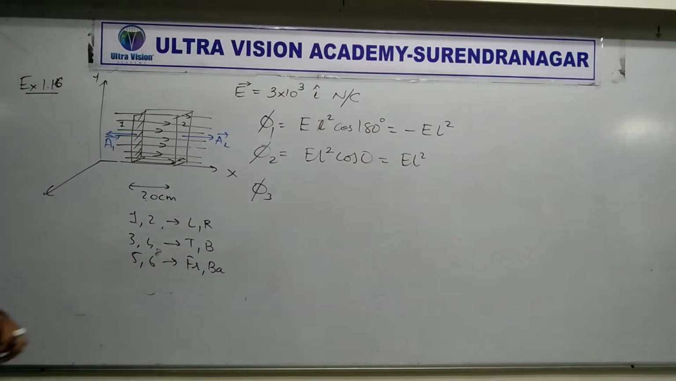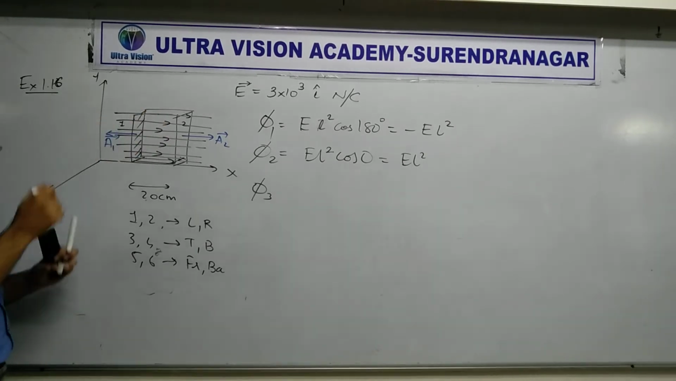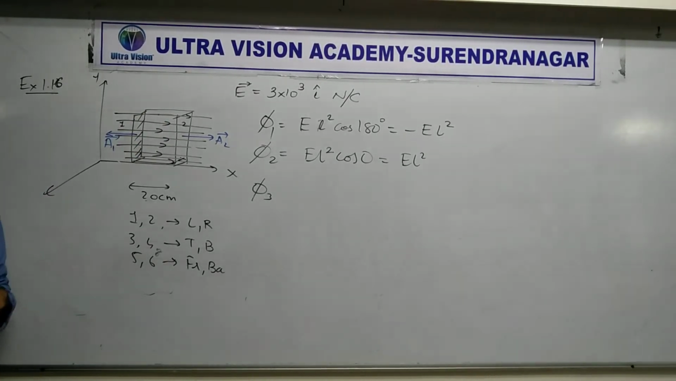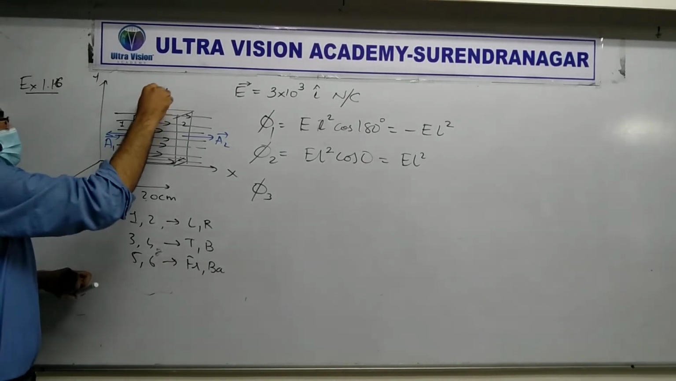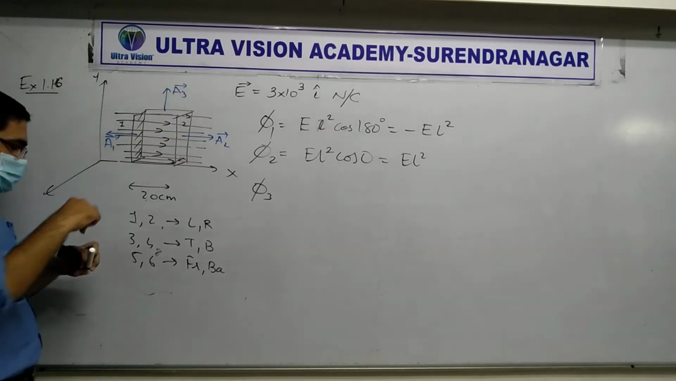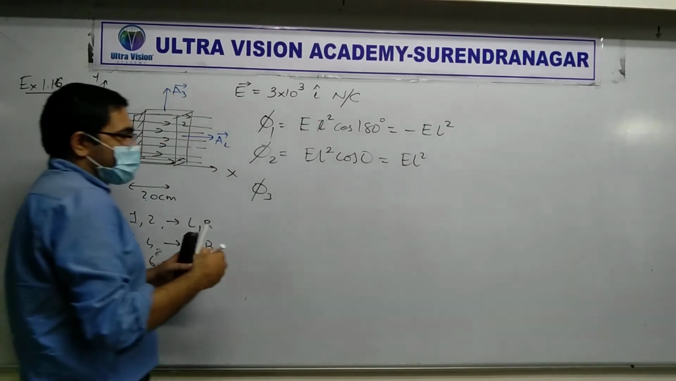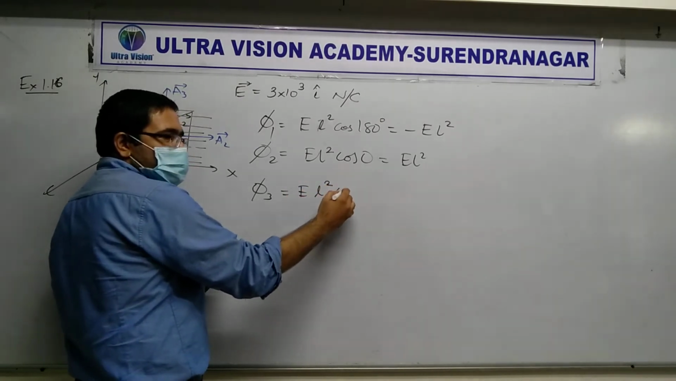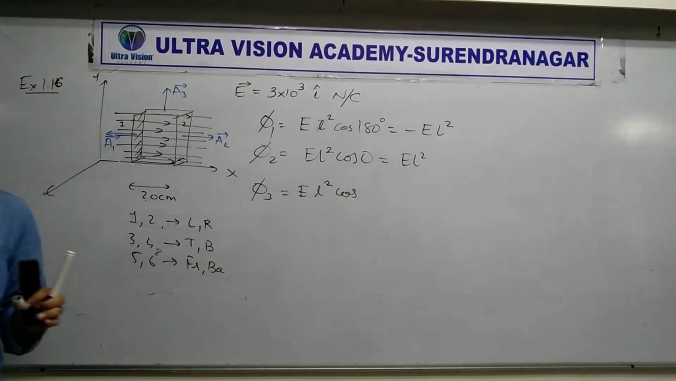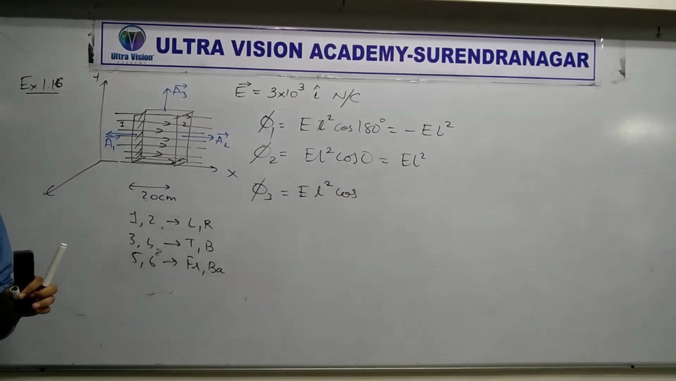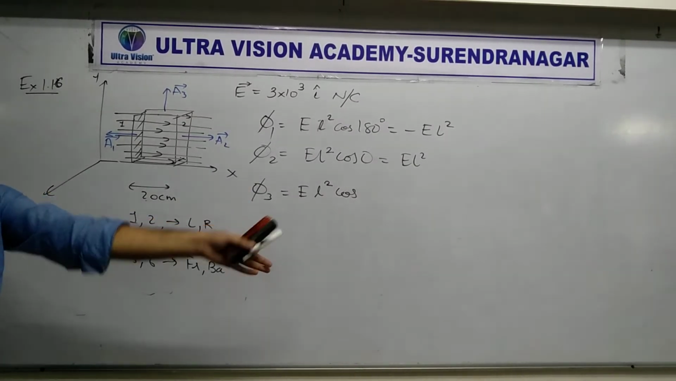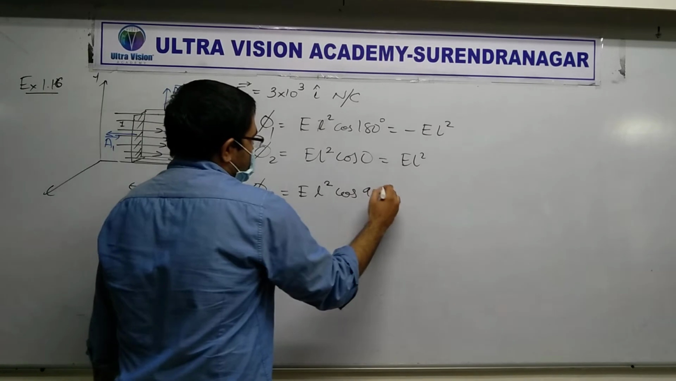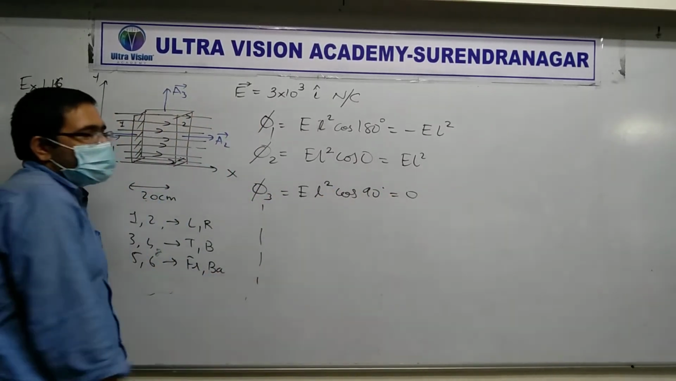Phi 3. Where's 3? At the top. Area vector upward. Very good. Now flux for this. Electric field E, area L square, cos 90. Yes, 90. Good enough. Cos 90 is 0. Remaining all will be 0.